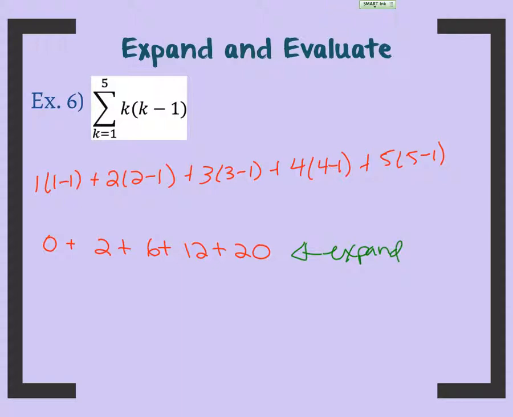Now, is this one arithmetic or geometric? What do you guys think? Absolutely right. It's actually neither. So this would be one of those situations where we can't use one of our fancy formulas. It's just kind of a different type of sequence. Still a sequence, we can still find the series. It's just a little bit different. Now, when we add all of these up, we end up with 40 for the evaluation.